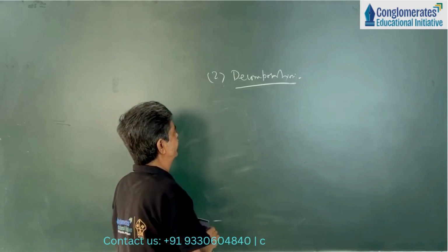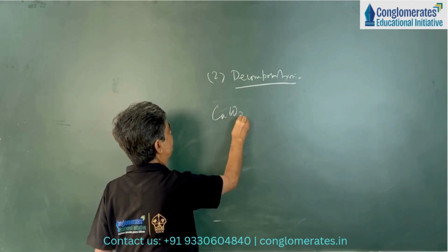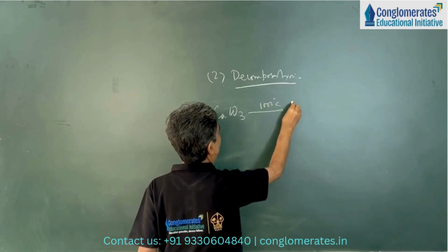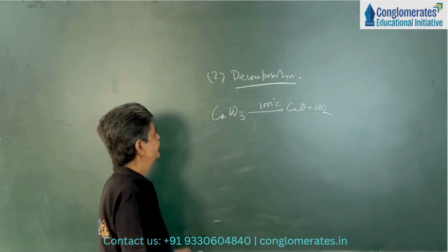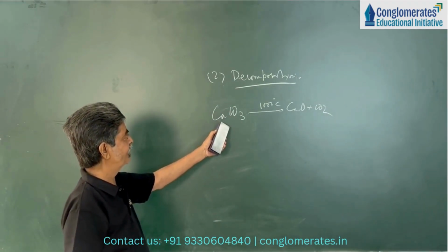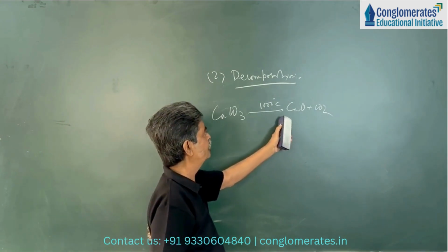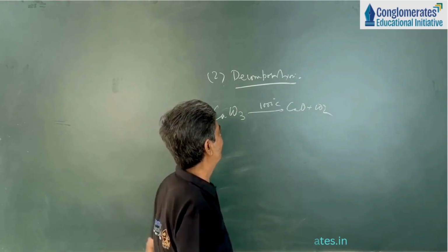Heating of carbonates, that is calcium carbonate, the marble stone: when it is heated to about 1000 degrees centigrade, we get calcium oxide and carbon dioxide. Here the compound is calcium carbonate. Decomposition means it breaks into two or more products. Here we get two products, calcium oxide and carbon dioxide.